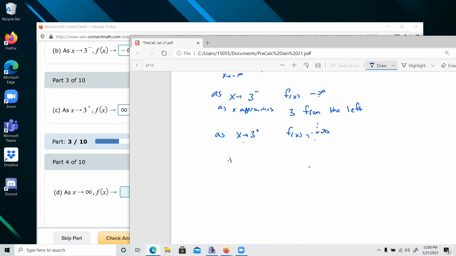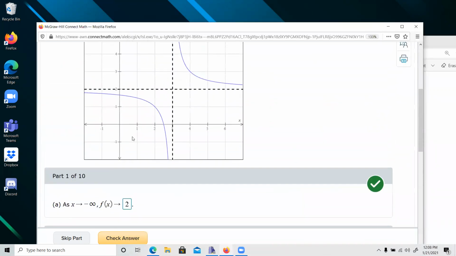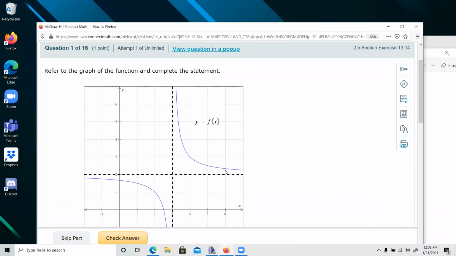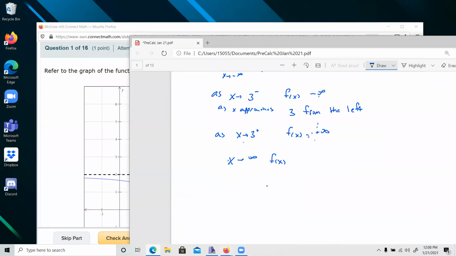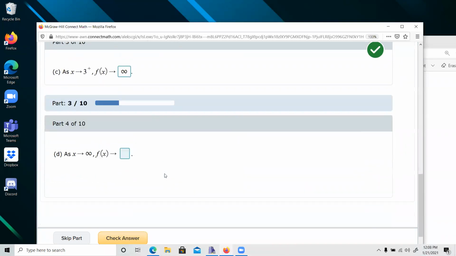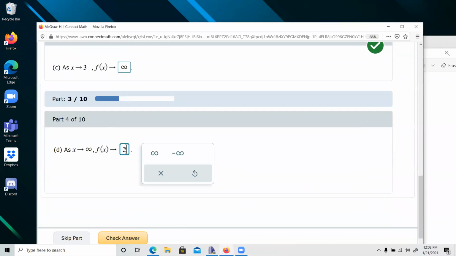Okay. So we're going to have as x approaches infinity, f of x. And again, we're just looking at this on the graph and saying, oh, looks like we're getting to 2 there. Okay. Equals 2.